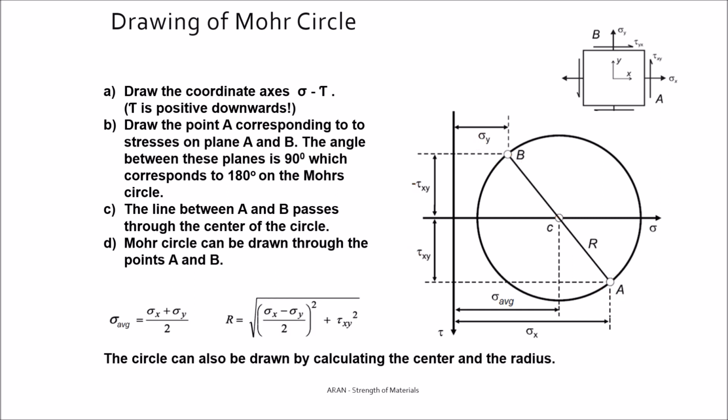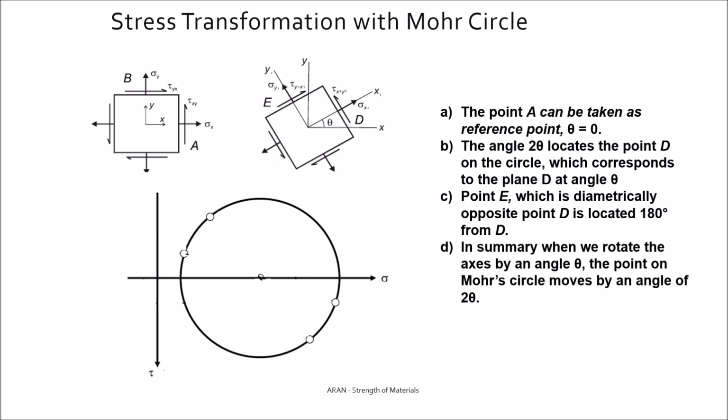Another possibility to draw the Mohr circle is to use mathematics. Calculate the average, calculate the radius, find the center, put the radius, and draw the circle. You can of course check whether the points A and B are on the circle or not. Well, using the Mohr circle, we can do stress transformation.